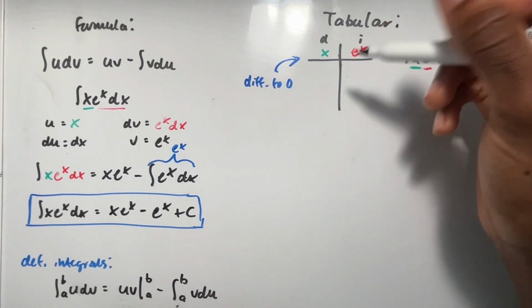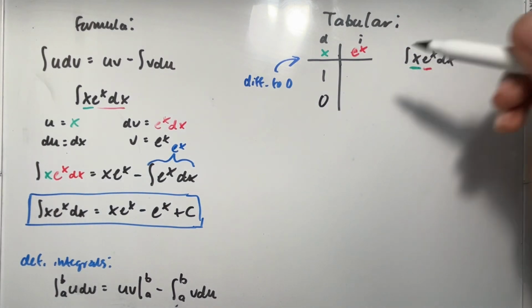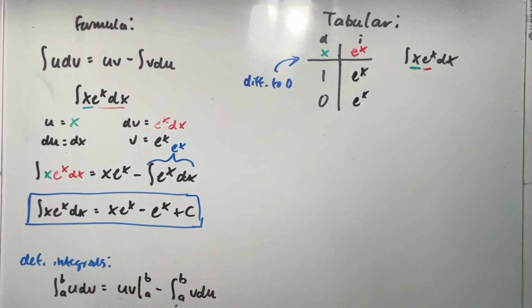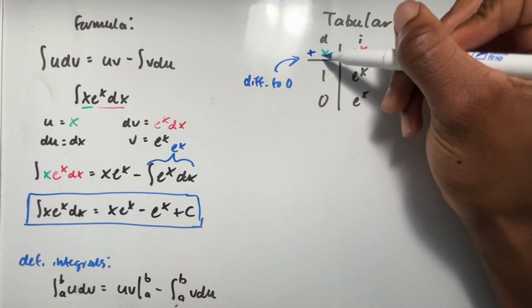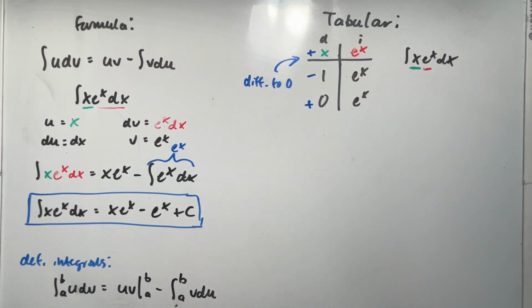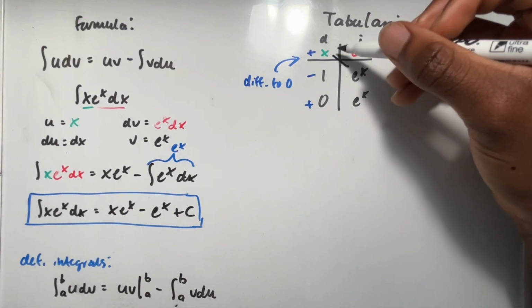So the derivative of x is 1. The derivative of 1 is 0. The integral of e to the x is just e to the x. And then it's going to be e to the x again. And then now you're going to put alternating pluses and minuses starting from the first term. And lastly, you're going to multiply the two diagonal terms going from down to the right.